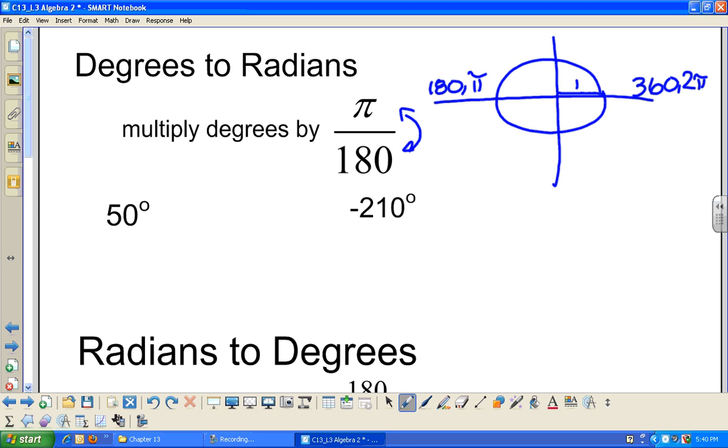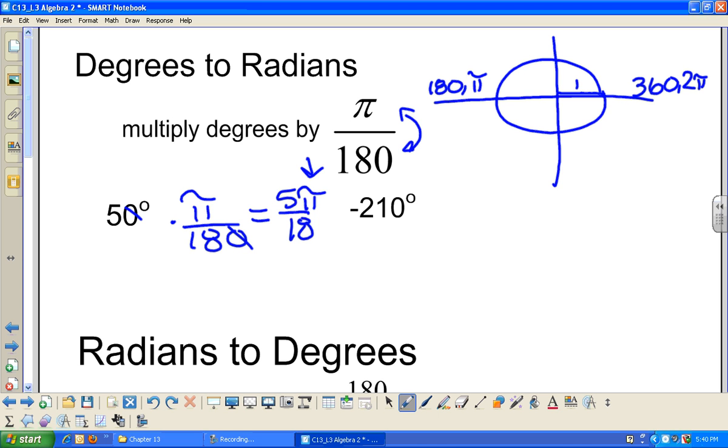They're the same measurement. So if I have 50 degrees, I take 50 times pi over 180. When I multiply, I can cross out zeros. So my radian measurement here would be 5 pi over 18. And this is what I'm talking about: usually you have pi units. There's usually a pi on the top of the fraction.